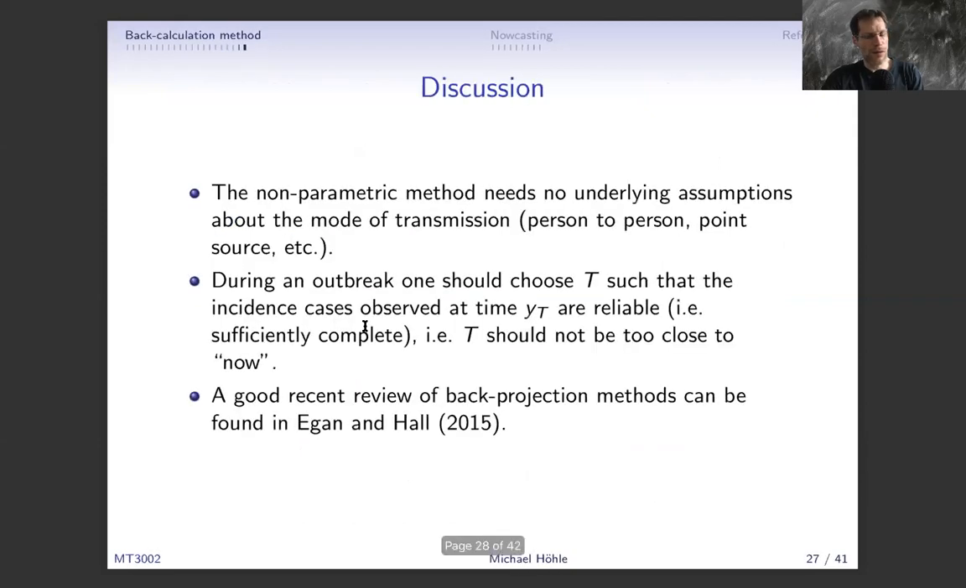Okay, just a few discussion points. So it's a non-parametric method, so there's no underlying assumption about the mode of transmission. So you can use this for person-to-person transmitted diseases just as well, point source and so on. There's no SIR model lying behind this.